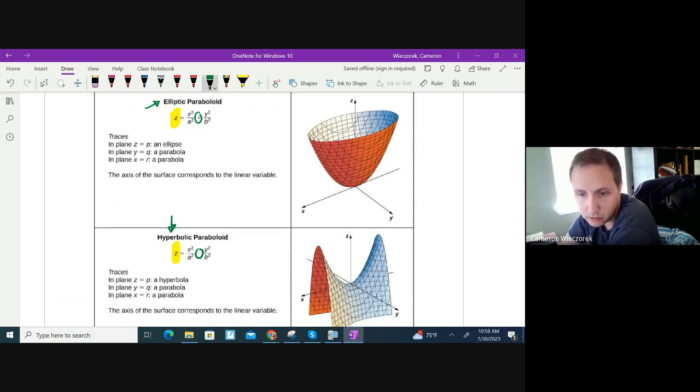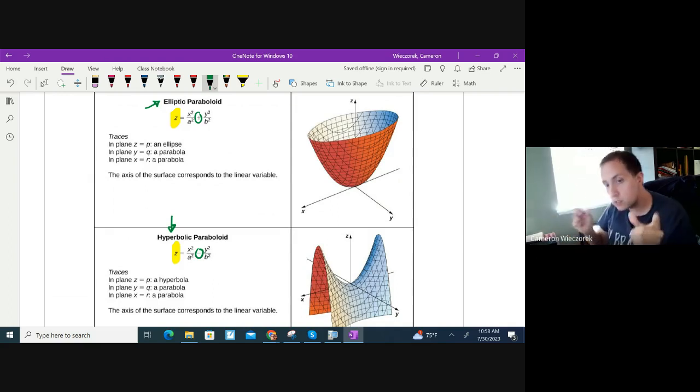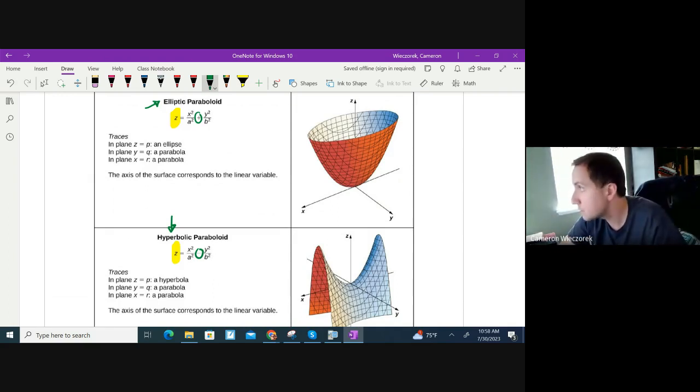In the first case, you have an elliptic paraboloid. That makes sense, because when you subtract quadratic terms in two dimensions, you get a hyperbola. When you add two quadratic terms in two dimensions, you get an ellipse. So it kind of goes with what our intuition would say. The axis of symmetry will always correspond to the linear variable, the one that's not squared. Okay. There are our cross sections we talked about last time.